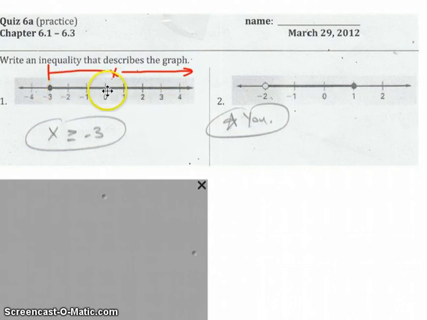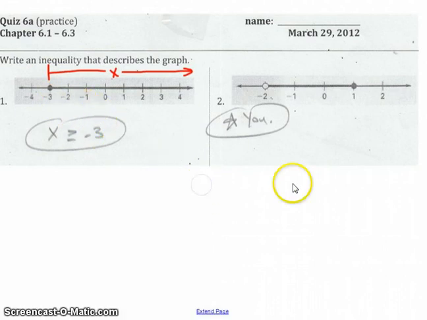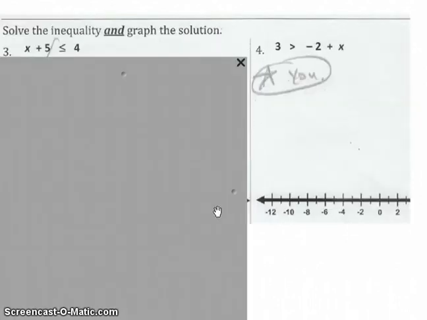So x is more than that number, and that number there clearly is -3. So x is more than -3. But I underline the arrow to say that it's greater than or equal to -3 because this dot is darkened in. When it's darkened in, you underline the arrow. So in this case, it's greater than or equal to -3. So go ahead and label graph number 2, and I'm going to move on to the next slide.